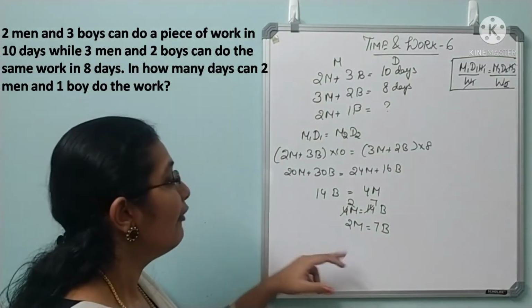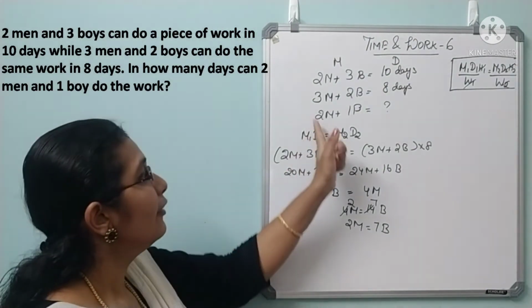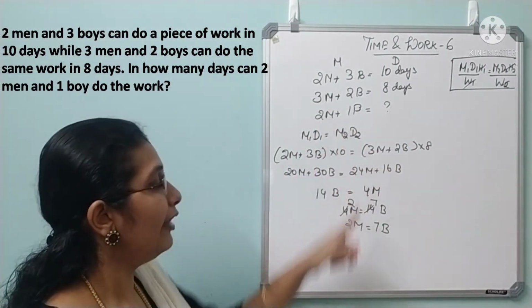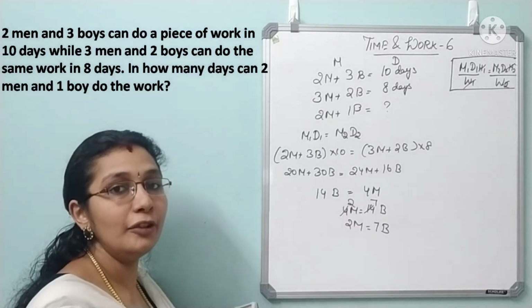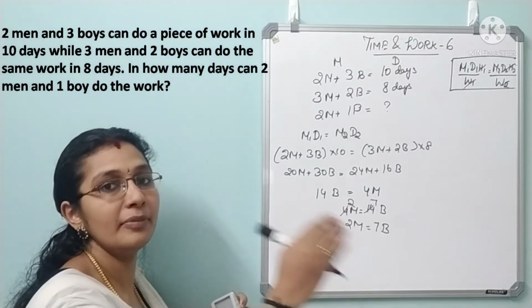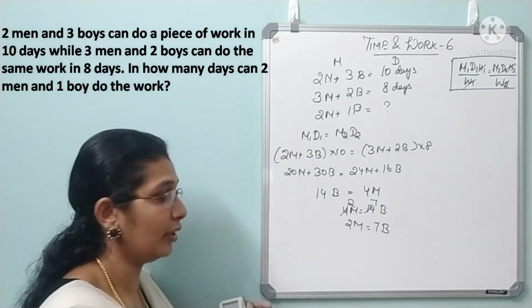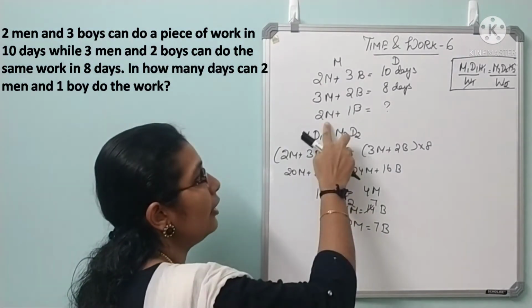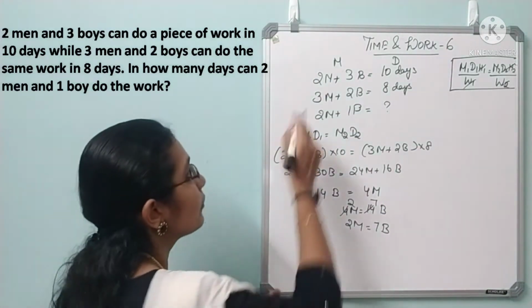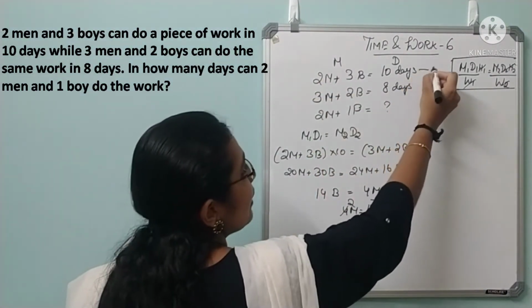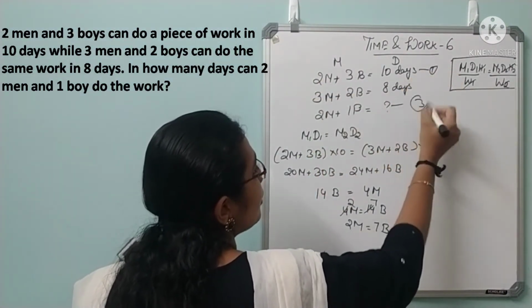Clear? Why did we solve this? Because we want the answer for this, right? We'll have to convert either men to boys or boys to men, all terms to a single unit, okay? Either we want all to be men or all to be boys. So we'll stop here because here 2 men is there, okay? Now we'll use equation 1 and 3 to solve, okay?